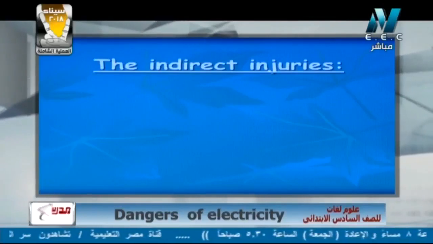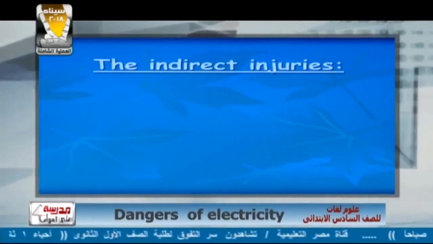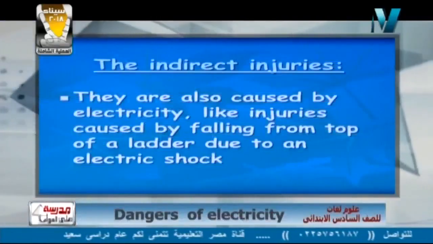So now, what about the indirect injuries؟ ايه بقى الإصابات غير مباشرة من الكهرباء؟ من اسمها كده واضح ان هي إصابة بس مش ناتجة من الكهرباء شخصيا، ناتجة من حاجة نتجت عن الكهرباء. For example that they are also caused by electricity، هي ناتجة من الكهرباء لكن مش إصابة مباشرة من الكهرباء.